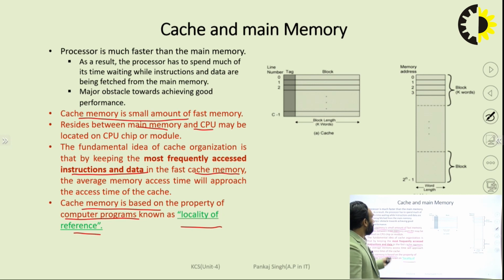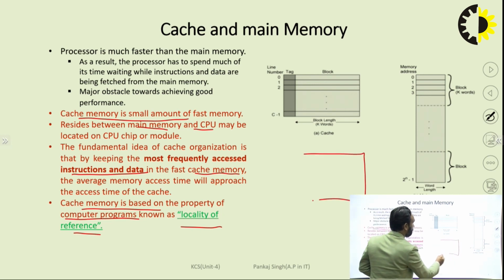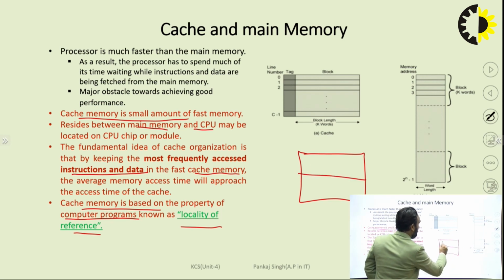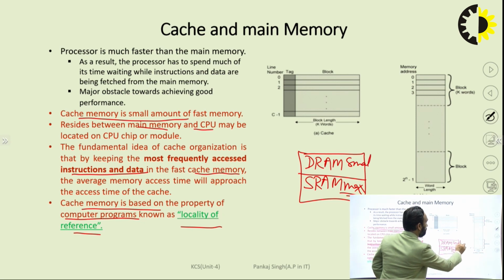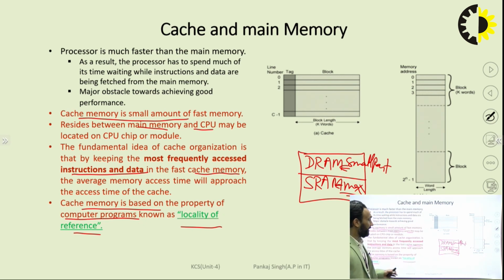So first we know here cache memory. Cache memory is generally a part of main memory that consists of DRAM and SRAM. It constitutes mostly SRAM and a small part of DRAM. That is exactly cache memory.